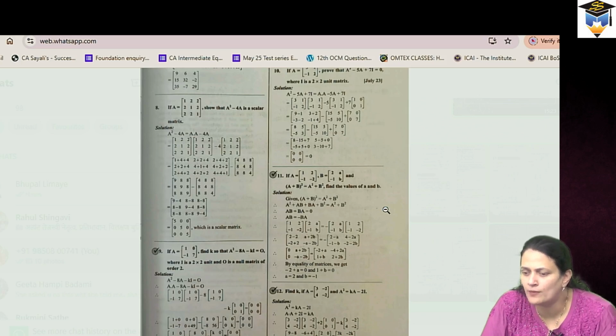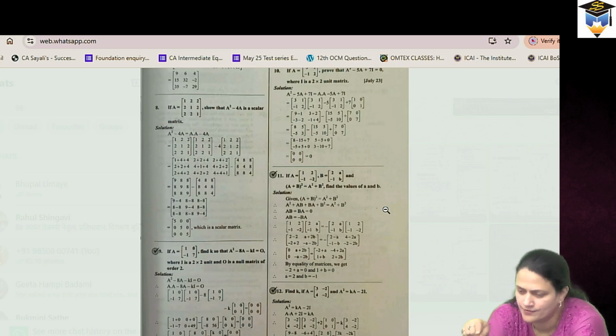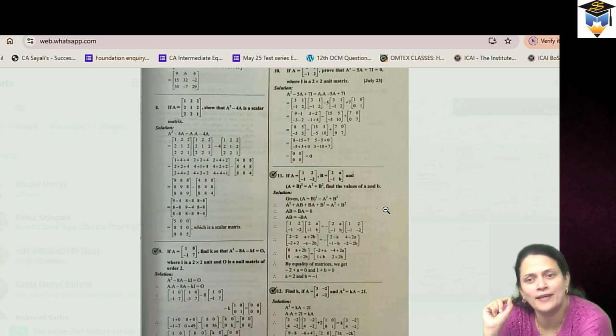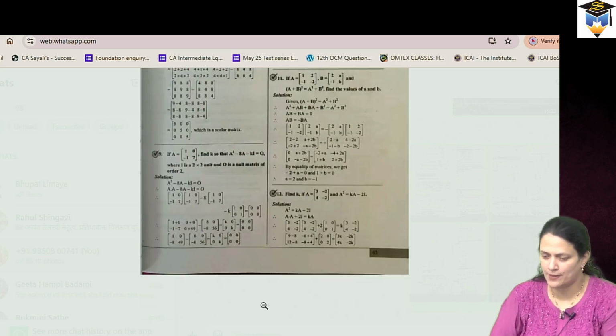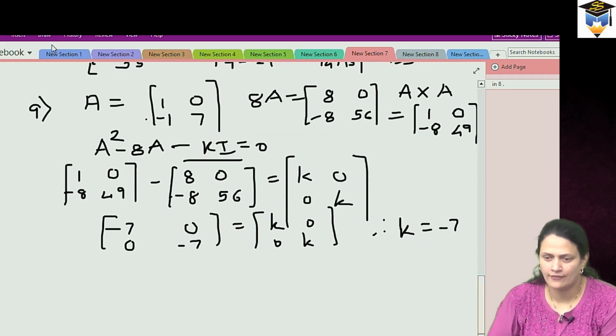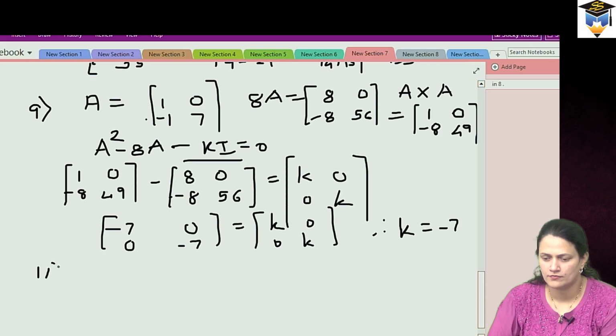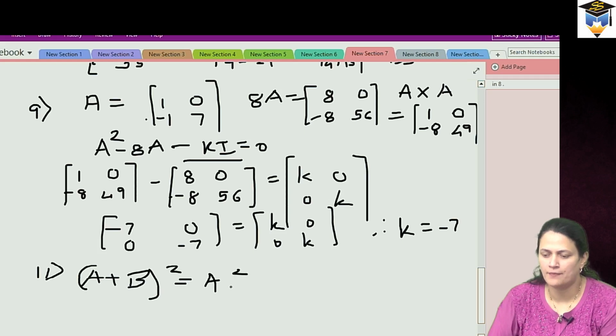What is the formula for (a plus b) whole bracket square? So 2ab can be written as, okay, so (a plus b) whole bracket square, I'll show you. 11 sum. (a plus b) whole bracket square can be written as a square plus ab plus ba plus b square.